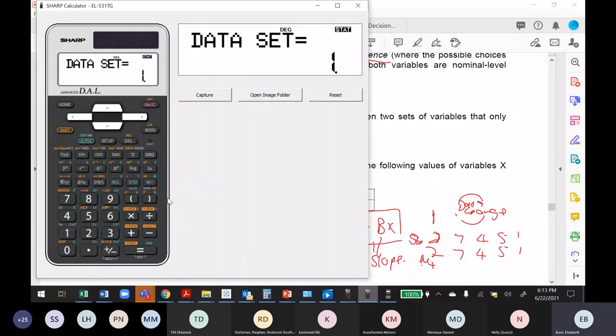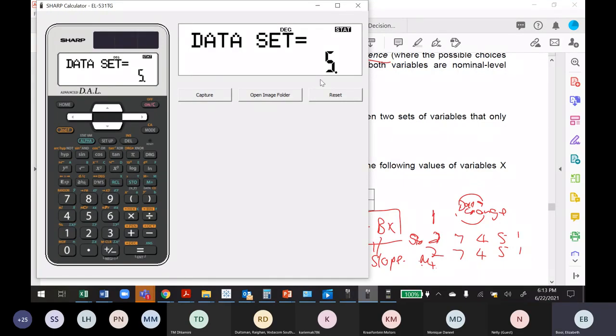Now we move on and capture the whole data until it says data set five. So then it will be seven, store, seven, M plus. Four, store, four, M plus. Five, STO, five, M plus. Those who are using the financial calculator, where I'm saying M plus, I'm going to say data change. The last one, one, store, one, data change or M plus. And it will say data set five, and then it means I've captured all of the data.